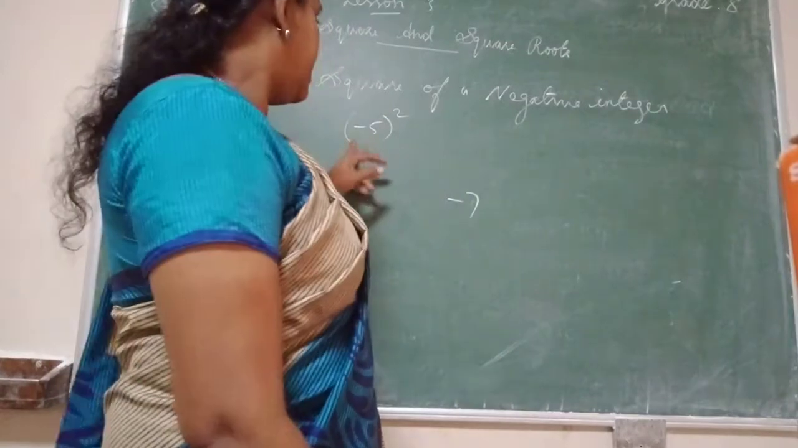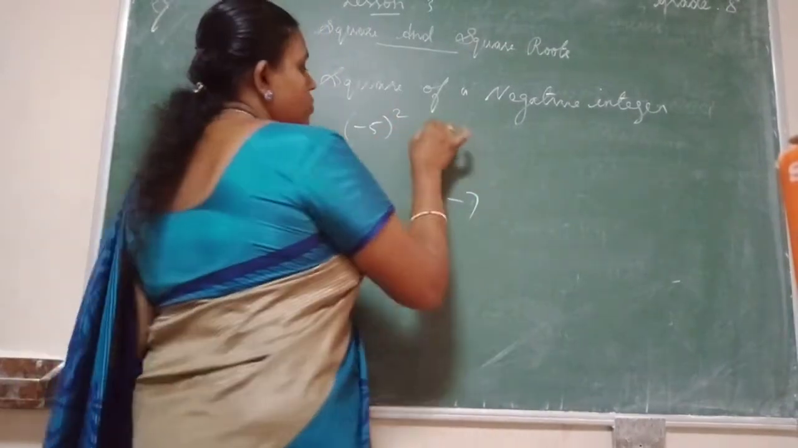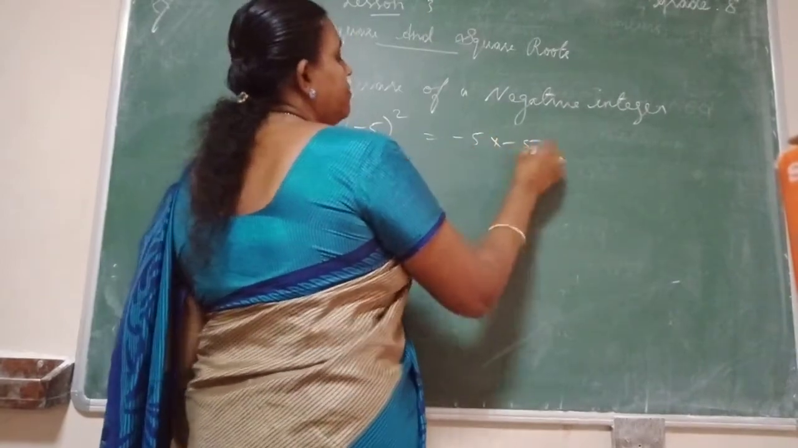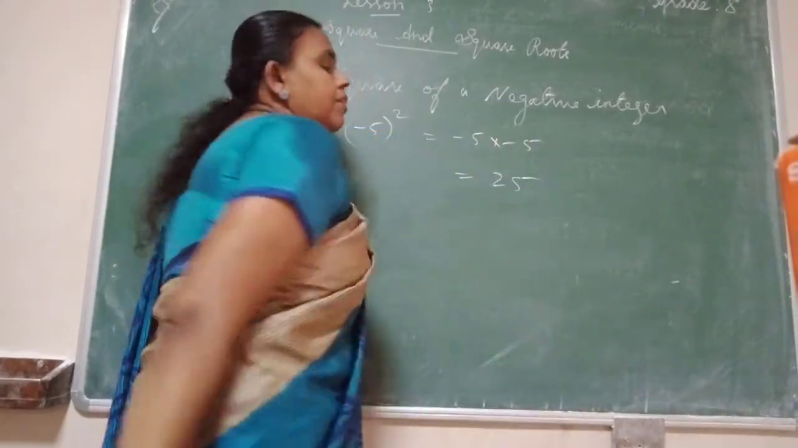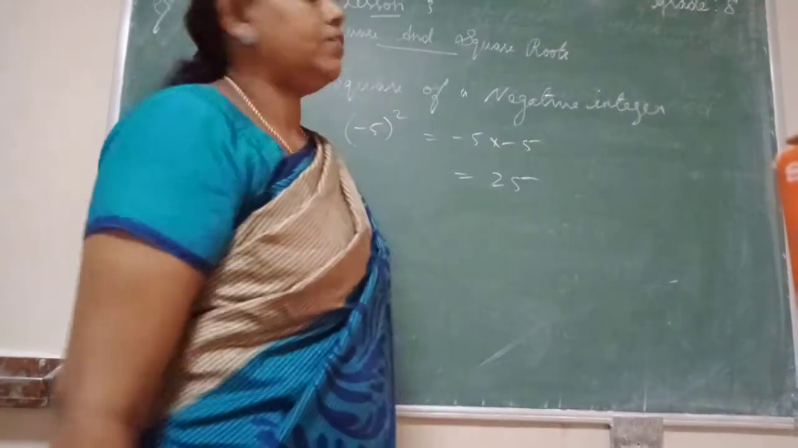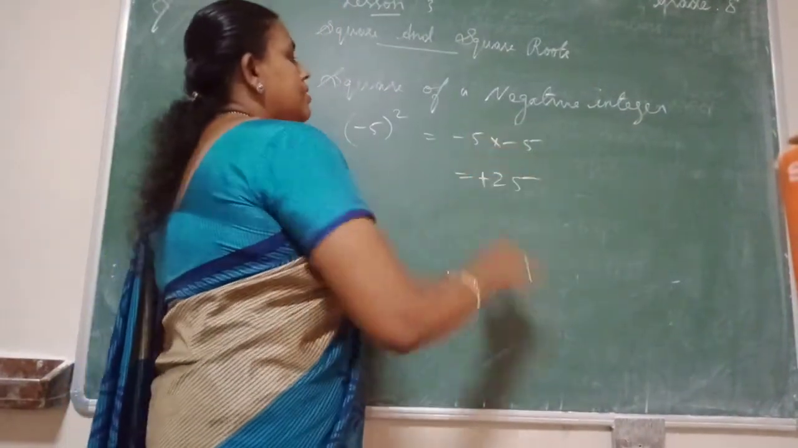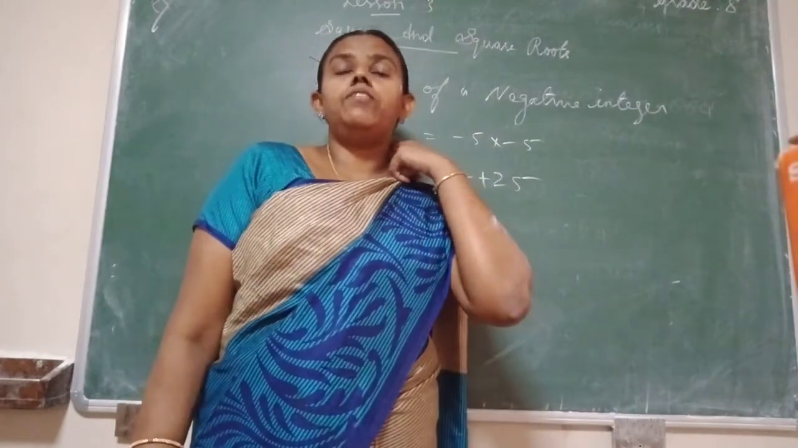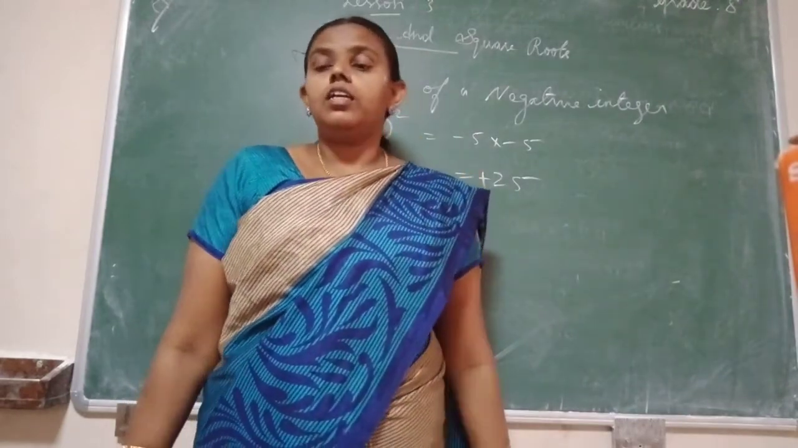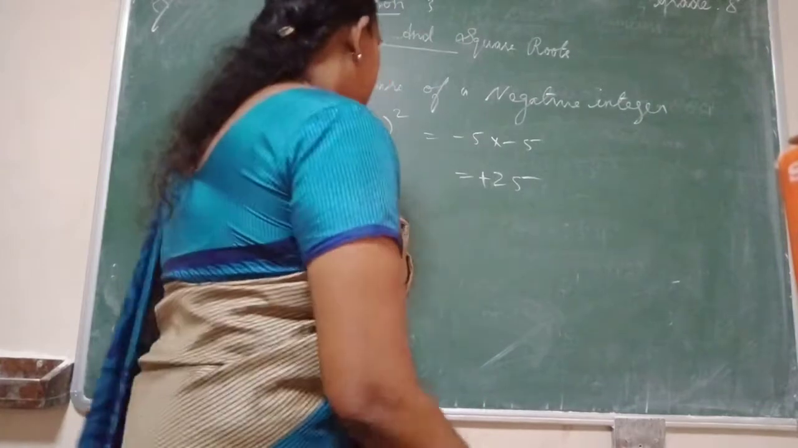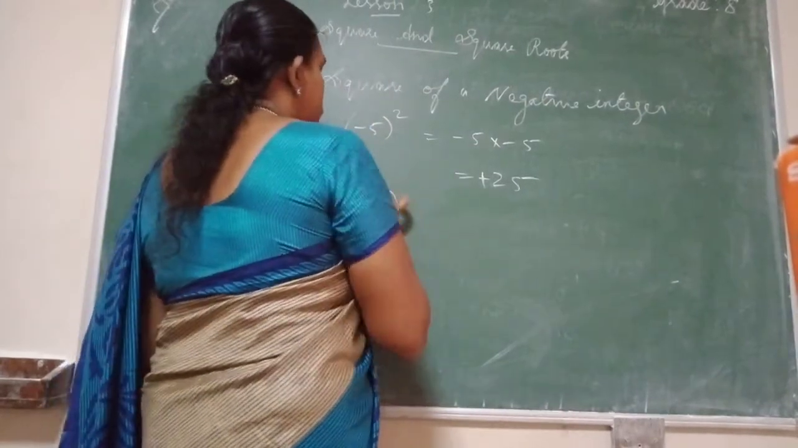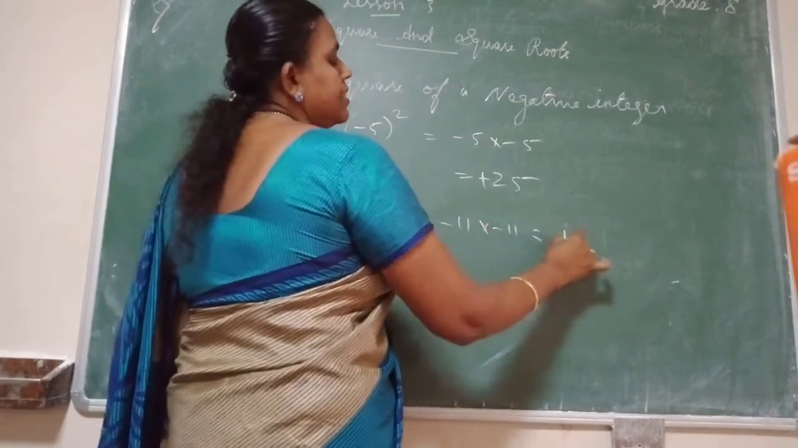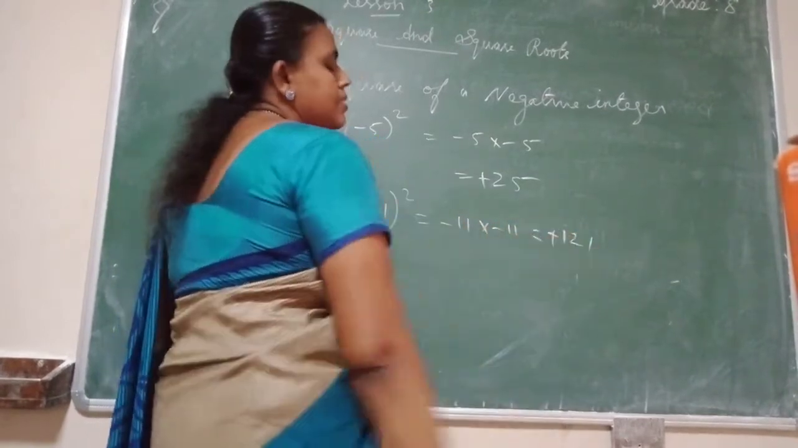So minus 5 is a negative integer. Minus 5 square is minus 5 into minus 5. Can you tell me 5 5s are? Say, 5 5s are 25. Minus into minus is plus. So whatever may be the number, the square of a negative integer will always be a positive integer. Keep in mind. For example, minus 11, that is minus 11 into minus 11. 11 11s are 121. Minus into minus plus.